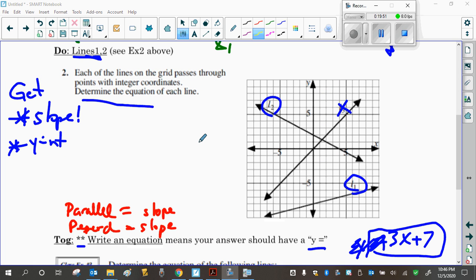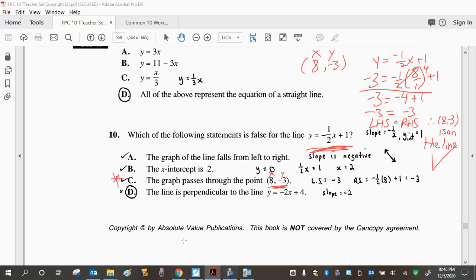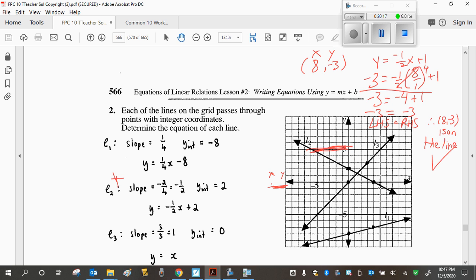Okay, the next question is exactly what we just did. Get the slope and the y-intercept from the graph and put it into the equation that has y equals. Okay? You don't have to do line 3, just 1 and 2. And let's see what happens.